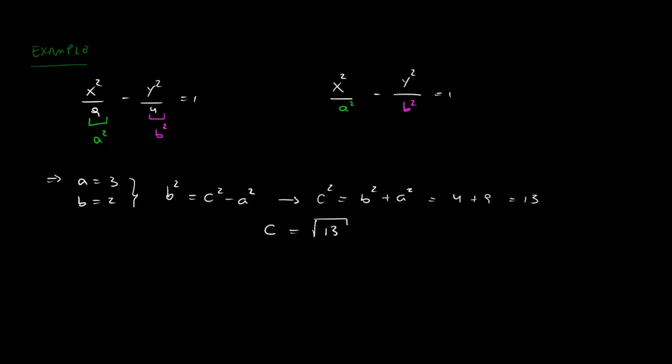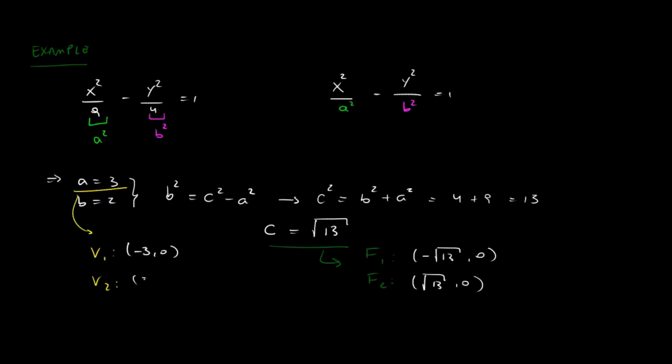And what this is giving us is the two focus points. One will be in minus the square root of 13, 0, and the other one in the square root of 13, 0. Also from a, we can say that the two vertex points will be minus 3, 0 and 3, 0. Now let's calculate the two oblique asymptotes. They were y equals plus or minus b over a x. b over a equals plus or minus 2 over 3, so y equals plus or minus 2 over 3 x.